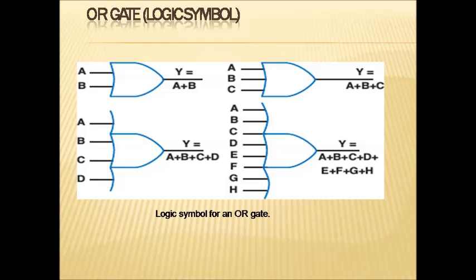Here you can see that in the case of 2 variables, A and B are the 2 input lines, and it produces y is equal to A plus B. Similarly, for 3 variables it produces y is equal to A plus B plus C. For 4 variables it is y is equal to A plus B plus C plus D. And for 8 variables it produces y is equal to A plus B plus C plus D plus E plus F plus G plus H.